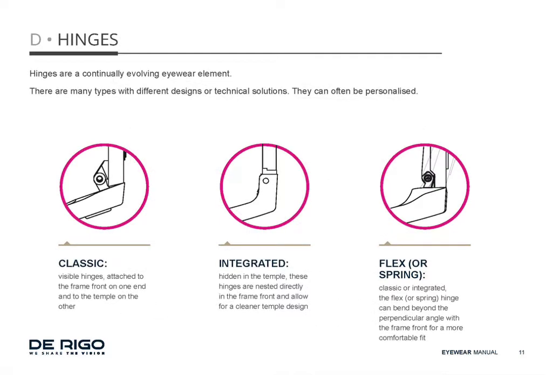Hinges are a continually evolving eyewear element. There are many types with different designs or technical solutions. They can often be personalized. Classic hinges are visible and attached to the frame front on one end and to the temple on the other. Integrated hinges are hidden in the temple, nested directly in the frame front, and allow for a cleaner temple design. Flex or spring hinges are either classic or integrated, in which the flex or spring hinge can bend beyond the perpendicular angle with the frame front for a more comfortable fit.